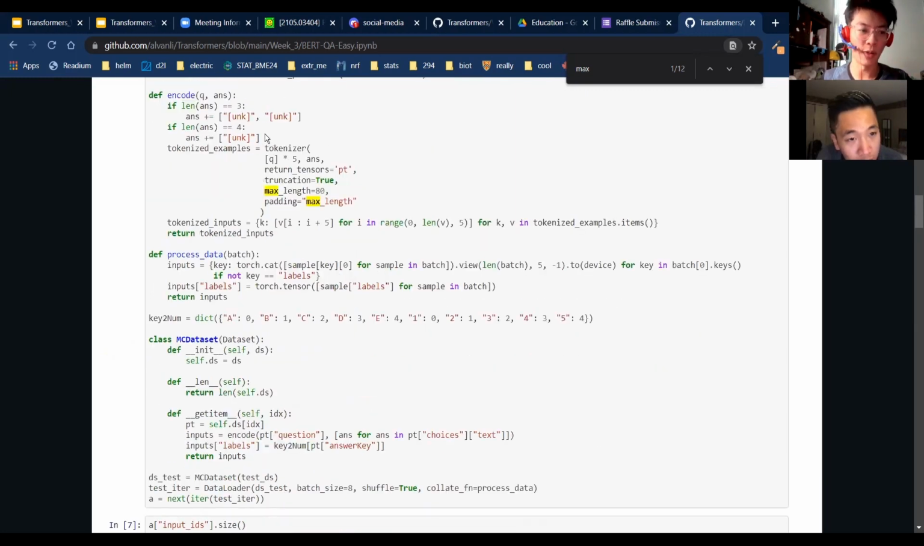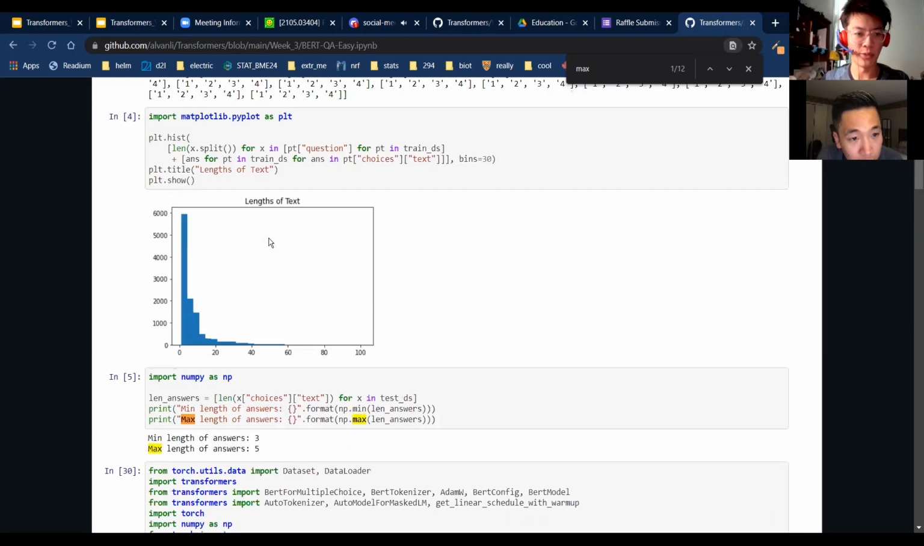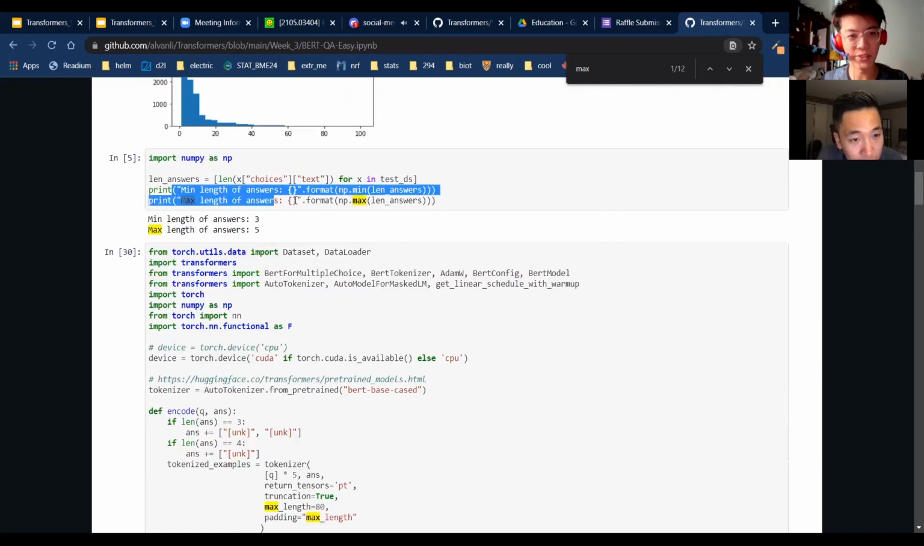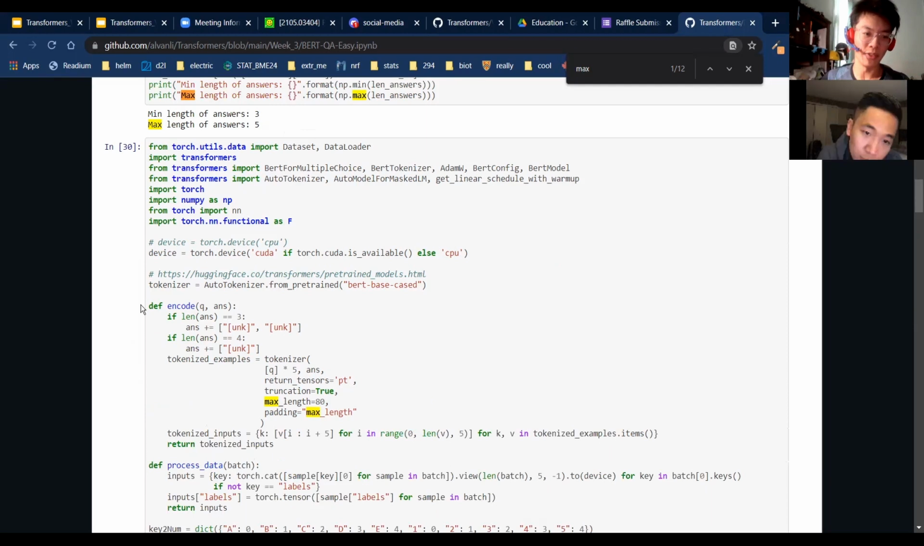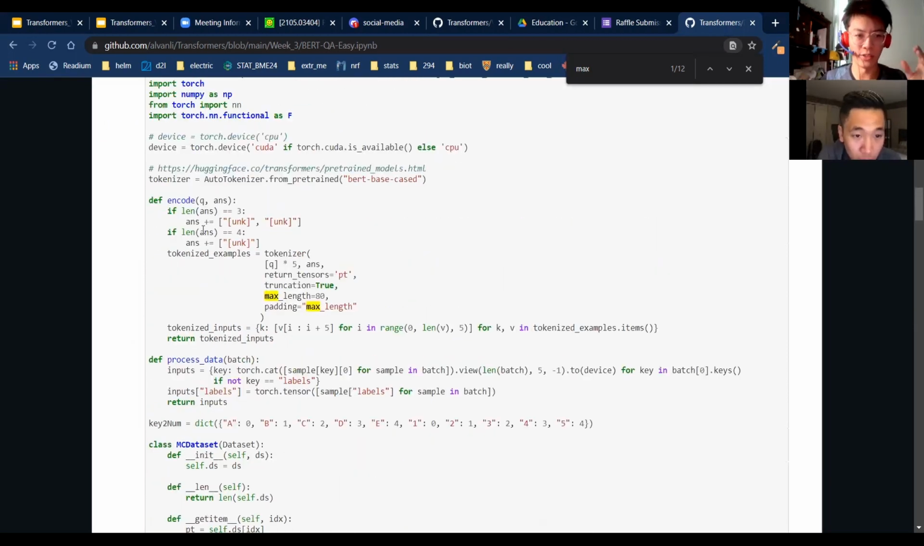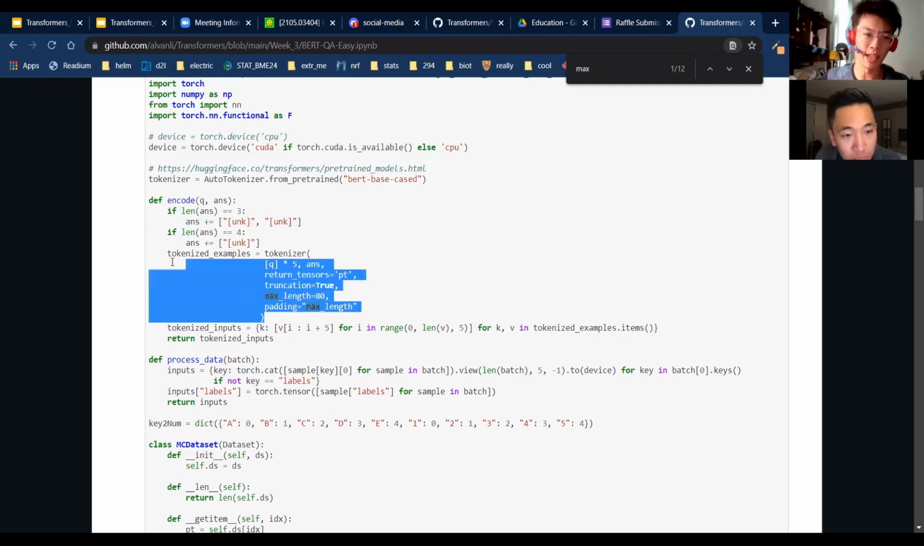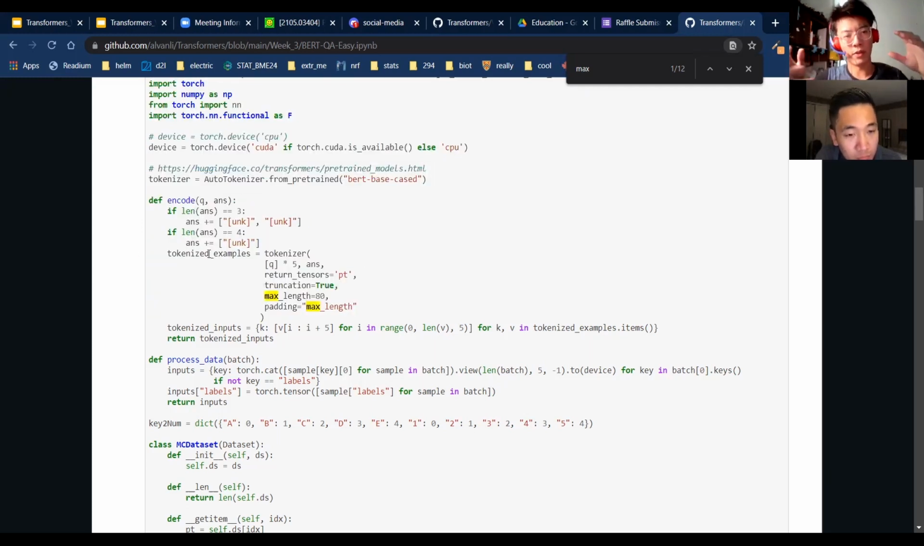Okay, since there's a question, there's an answer. As we can see here, some questions have 3 answers, some have 5 answers. I have to pad some of the answers to 5 if the answer length is not 5. So that's what we're doing here. For these tokenized examples, I'm putting all the answers together, repeating the question 5 times to match each answer, and then throwing them into a model.